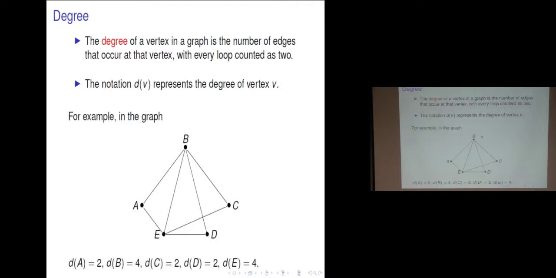Okay, so example. In this example, the degree counts how many edges are connected to this vertex. For A, you have 2 edges connected, so the degree of A is 2. Degree of B: 1, 2, 3, 4, right? Because there are 4 edges connected to B. And so on and so forth. For example, E will have degree 4. The complication is, suppose you have a loop here. Do you count it as 1 or 2? The definition says if you have a loop, it counts as 2. So that's the degree.